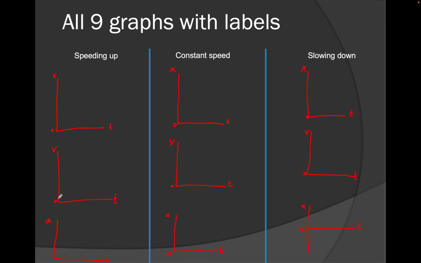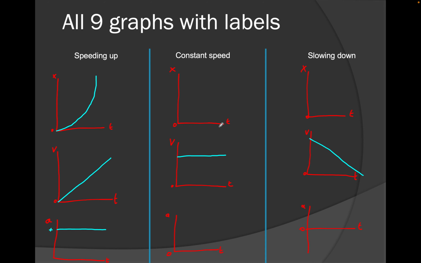So speeding up, we've already agreed that it looks like this. Constant speed looks like this, and slowing down looks like this. This is the velocity time graph. Here is my displacement time and my acceleration time. If I am speeding up, I am covering more distance as I go, and I will get a little curve like this. It will be a curved line. If I'm speeding up, my acceleration is positive, so it will be a positive number, and it will be a constant acceleration. These three are related.